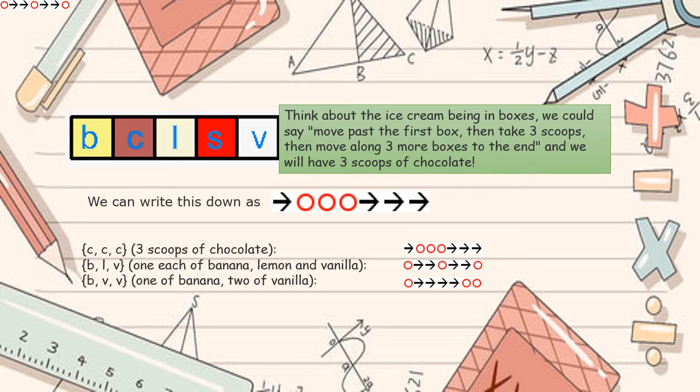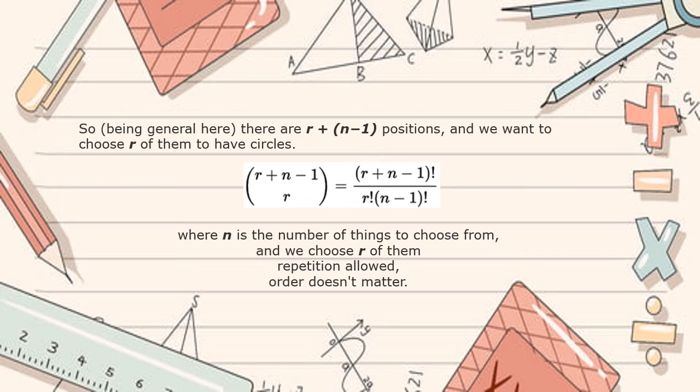We could say move past the first box, then take 3 scoops, then move along 3 more boxes to the end, and we will have 3 scoops of chocolate. We can write this down as the symbol of arrow and circles. Arrow, which is to move, and circle, which is to scoop. As you have noticed in the example, there are 5 flavors to choose from, yet we only move 4 times to complete 3 scoops. And to generalize, there are r plus n minus 1 positions, and we want to choose r of them to have circles.